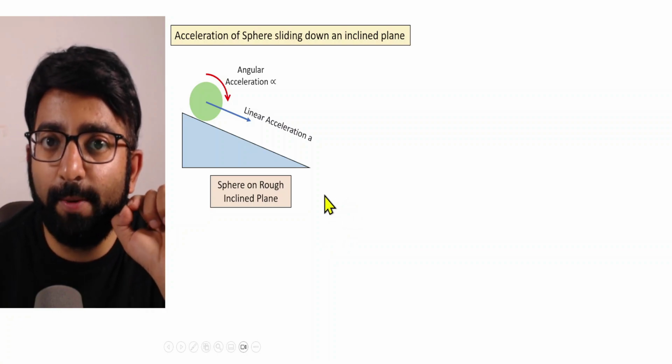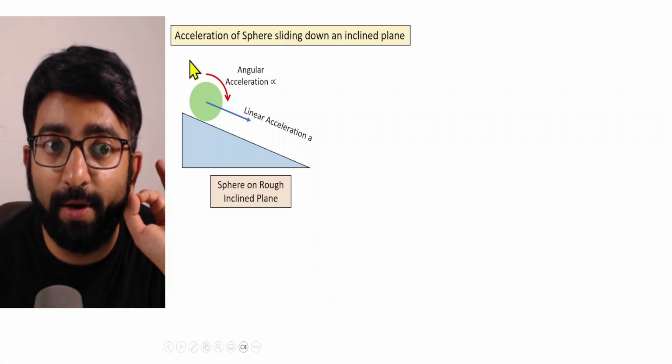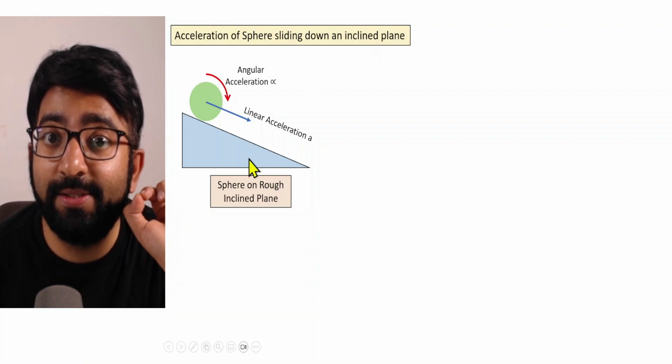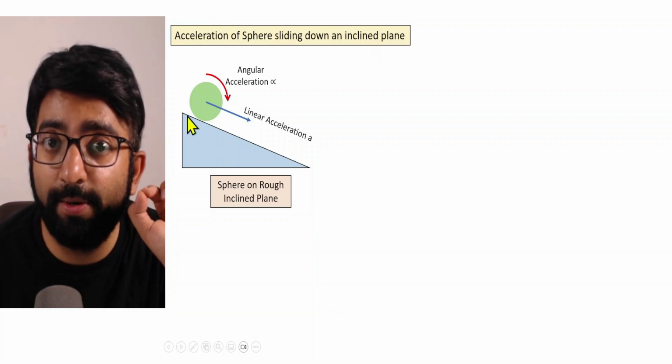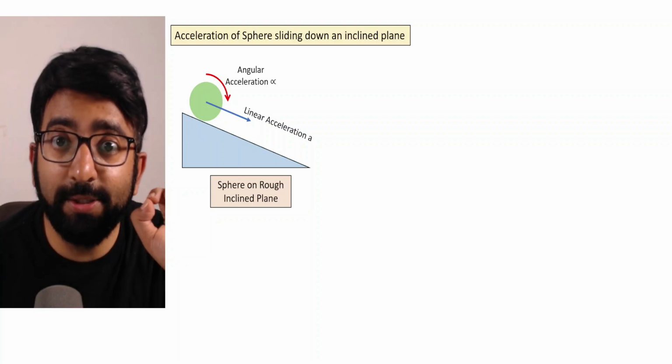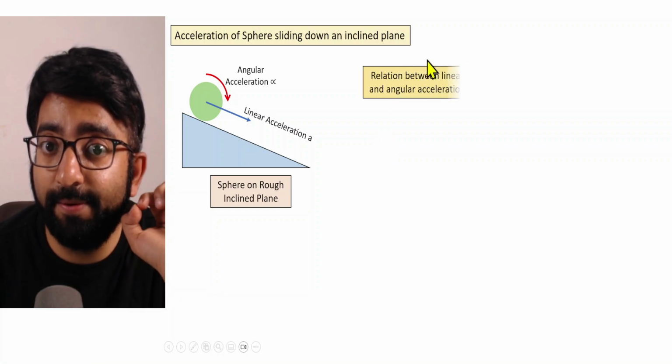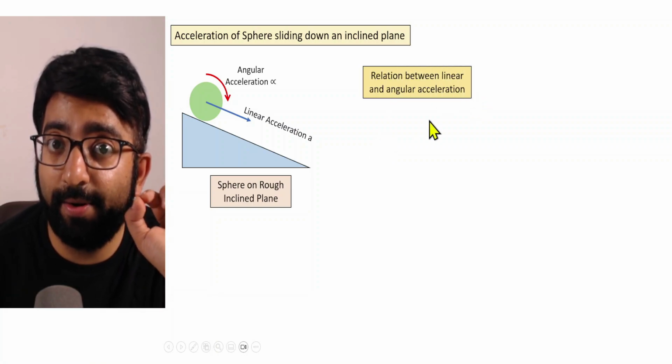Now, there is a small concept which is yet to be discussed. So, we are going to focus on the sphere which is sliding down an inclined plane. It's a rough inclined plane, which means it is going to accelerate linearly as well as rotational acceleration will happen. If you recall, I had explained the relation between linear and angular acceleration.